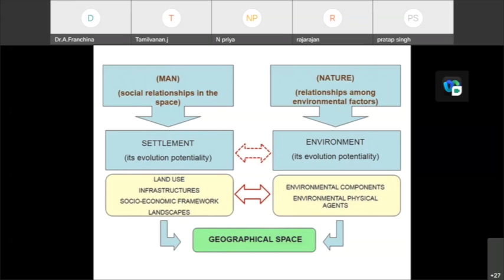As we discussed, how we are interacting with the environment is based on three elements, right? Biological, physical, and then social.